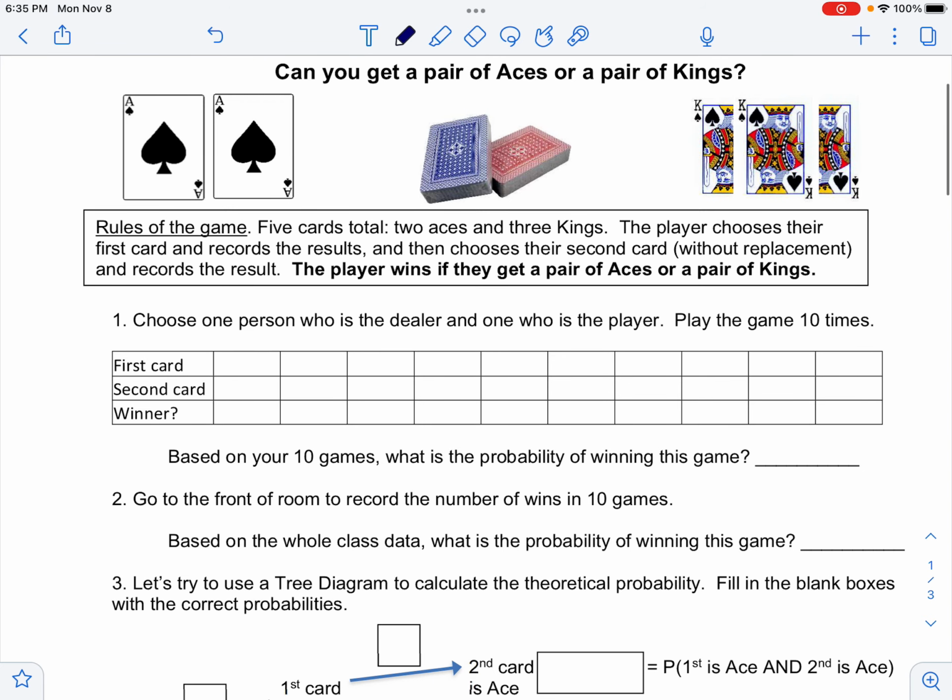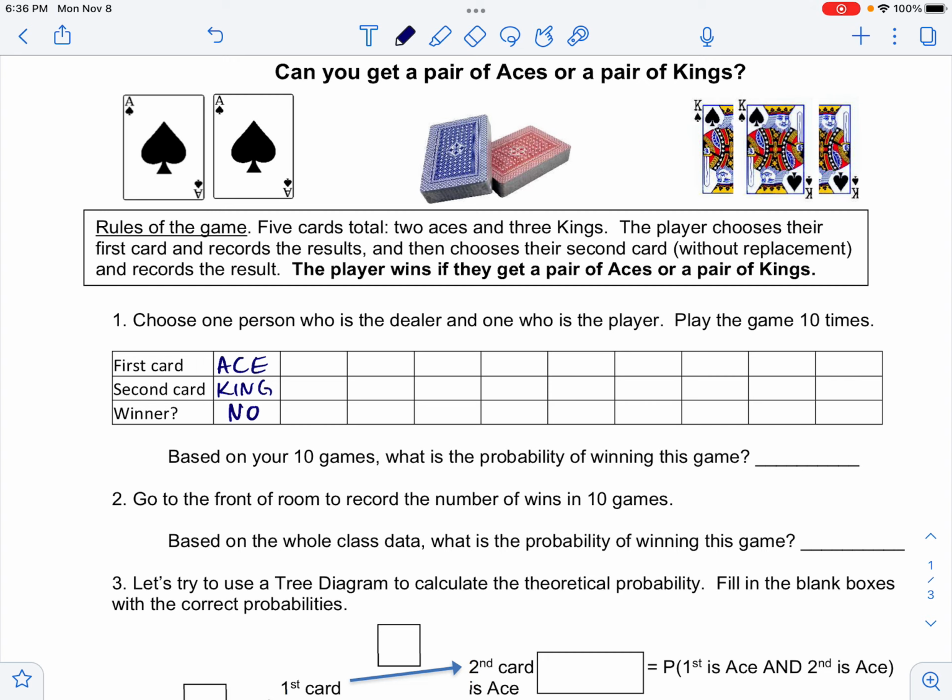So I'm going to play the game. I'm going to start dealing my cards and see what I get. Let's see, the first time I get. Alright, and I'm just going to go through. You can do the same right now. If you need to pause the video, you can to fill yours in.